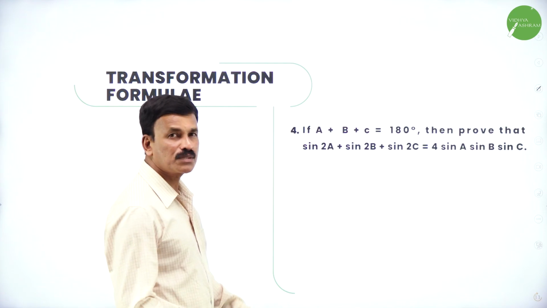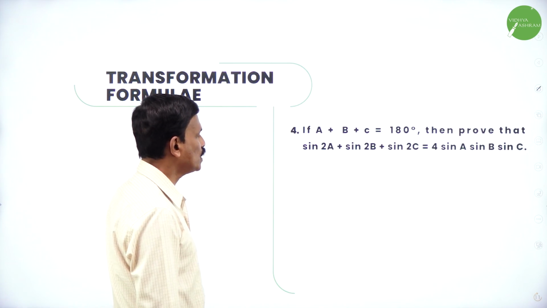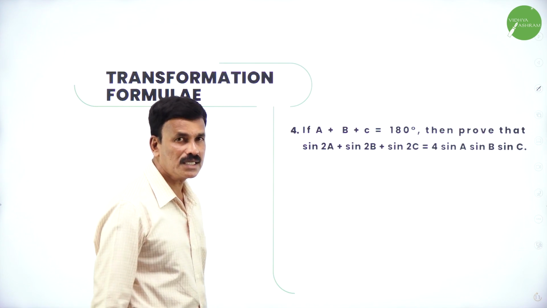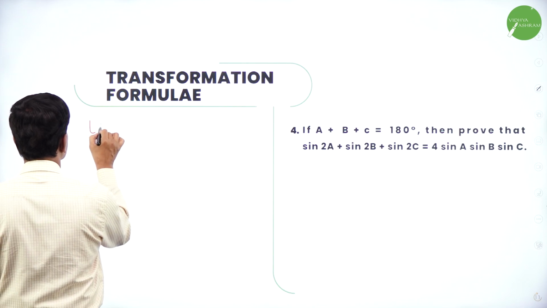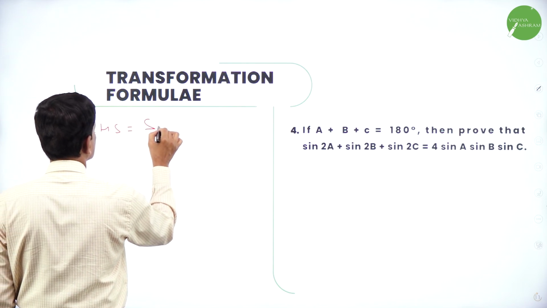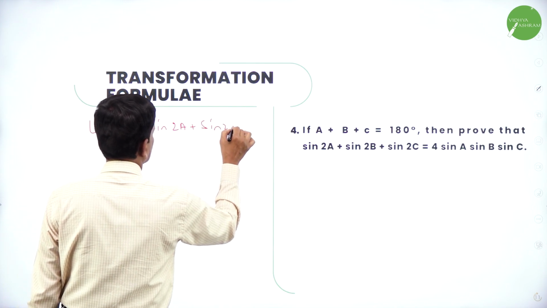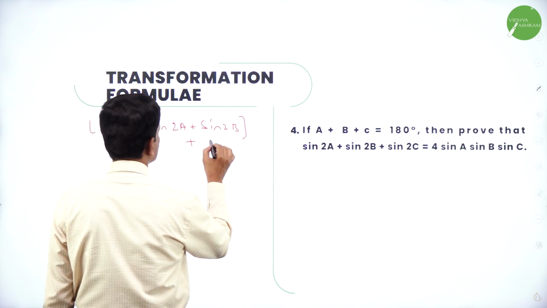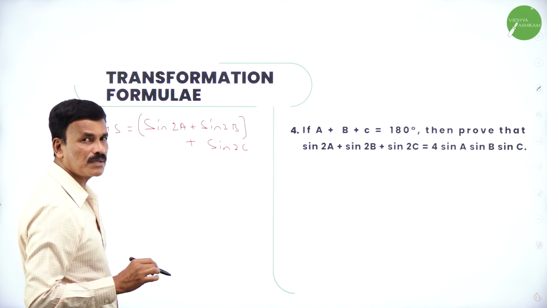Right. Now next problem. If a plus b plus c is equal to 180, then prove that sin 2a plus sin 2b plus sin 2c is equal to 4 sin a sin b sin c. Okay. Now let us take LHS. Sin 2a plus sin 2b, make it as one group, plus sin 2c as it is. Right. Now this is of the form sin c plus sin d.